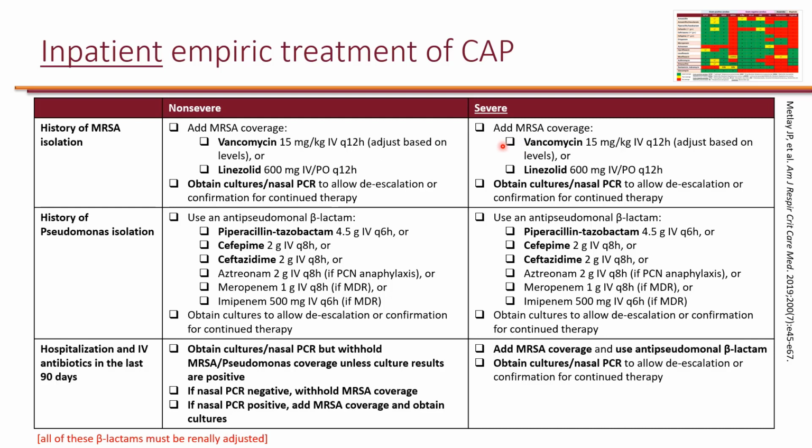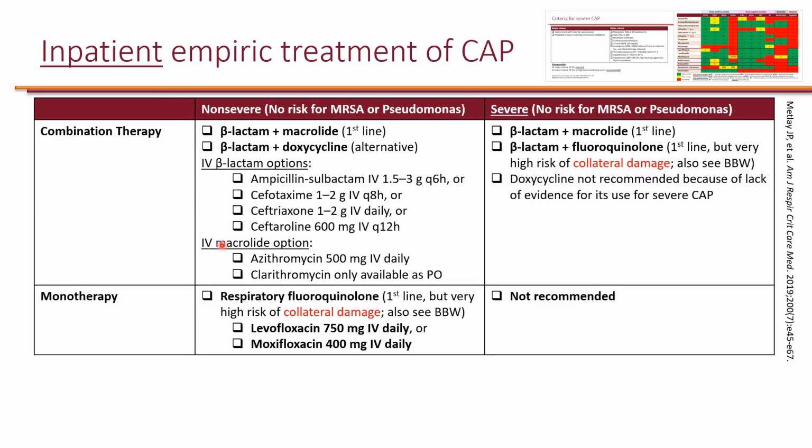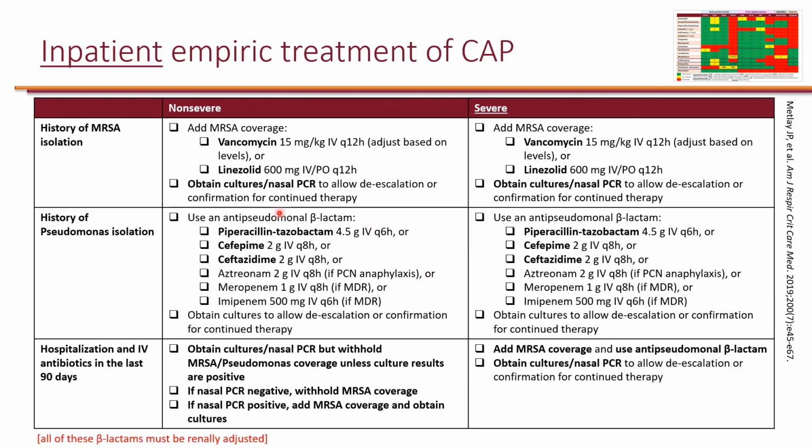So that's the same thing for either severe or non-severe. Now, when it comes to history of Pseudomonas isolation, depending on what you selected for your treatment of pneumonia, all you have to do is to make sure that you use a beta-lactam as part of your original regimen that covers Pseudomonas. So, for example, let's say here, if you had chosen ceftriaxone, if your patient has a history of Pseudomonas isolation, instead of ceftriaxone, you would use a beta-lactam that has anti-pseudomonal coverage. So either piptazo, cefepime, ceftazidime.